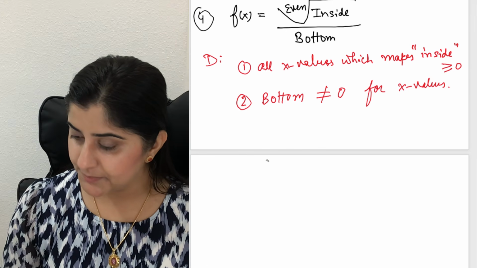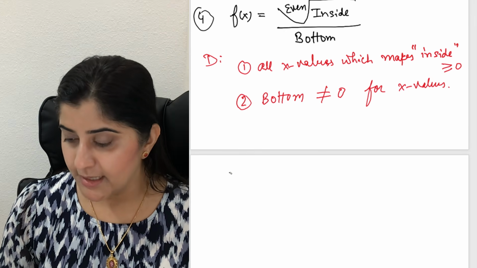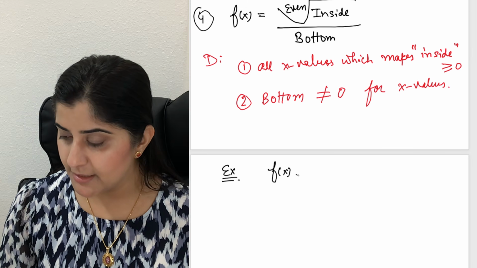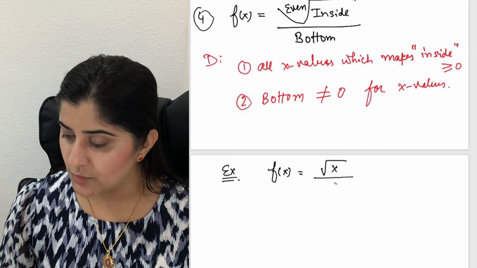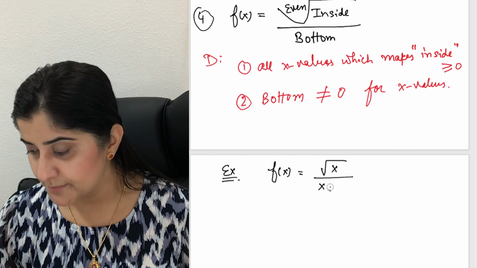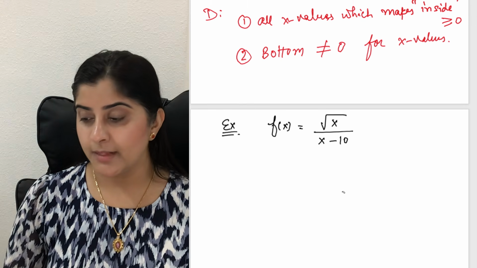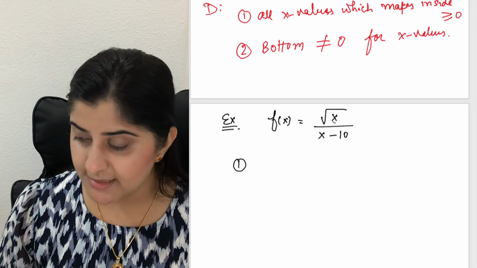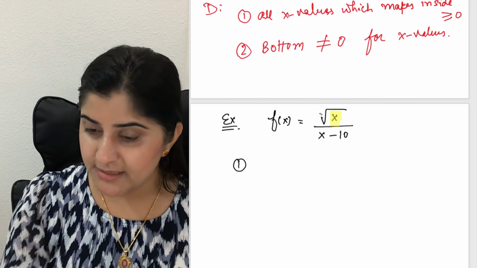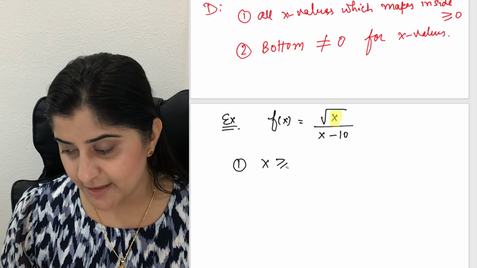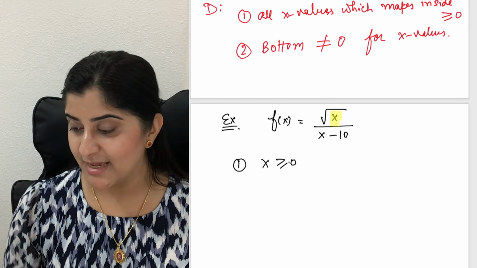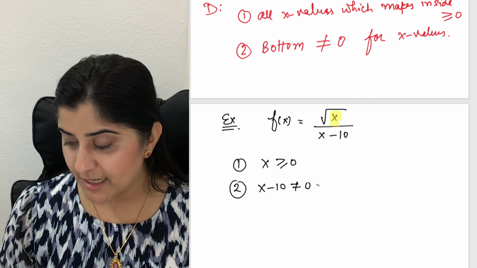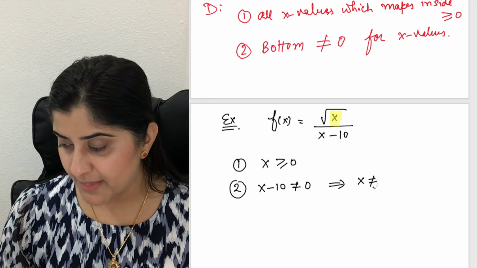For example, let's take one example. Suppose f(x) is equal to square root of x over x minus 10. So what is the domain of this function? First condition is inside the square root, that means x has to be greater than or equal to 0. Second condition is the denominator cannot be 0. That means x cannot be 10.